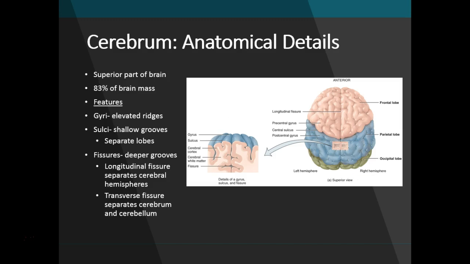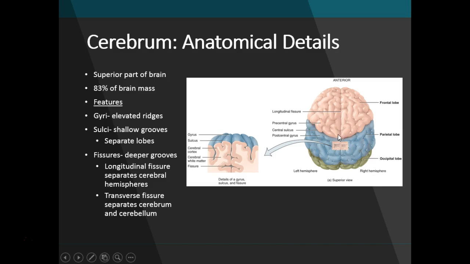You'll also see when we look at a lateral view of the brain, or if you look at an entire brain, you'll see a transverse fissure. Do you remember what transverse means? Of course you do. Transverse means across. So the transverse fissure is going to separate the cerebrum and the cerebellum.